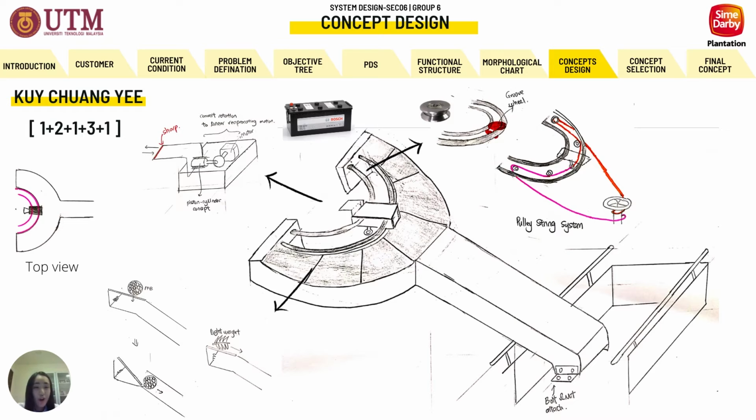Next, I'm going to talk about concept design. Each of us has produced a concept design based on the morphological chart. For this first concept design, the ideas come from roller coaster, where the cutting device can be controlled more in a semicircle around the tree.